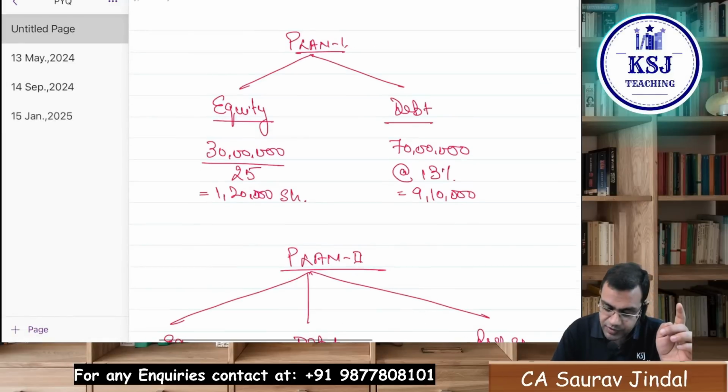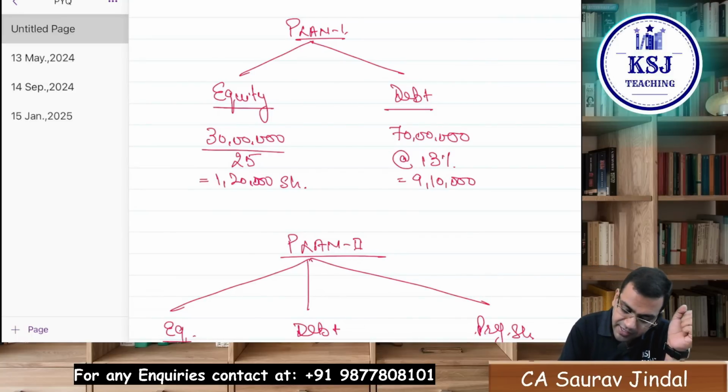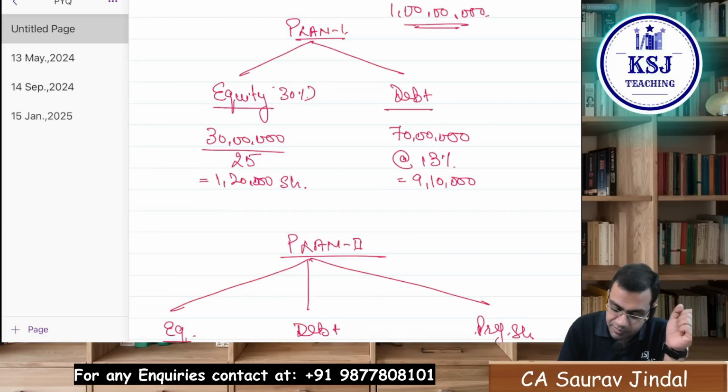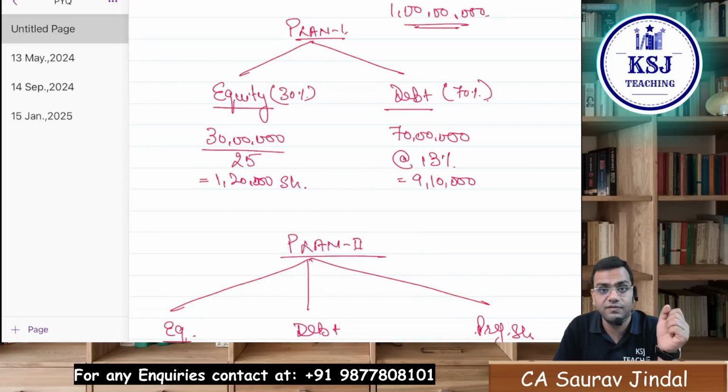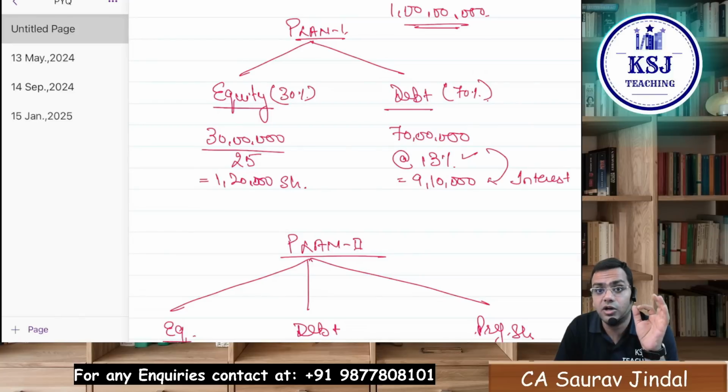I will show you. First, I'll give you the summary. Plan 1 is equity and debt. The total amount to be raised is 1 crore rupees, 100 lakhs. In Plan 1, 30% is equity and 70% is debt, that is 30 lakhs of equity and 70 lakhs of debt. For debt, 13% is the rate of interest, so interest will be 9,10,000. For equity, I will need the number of shares.